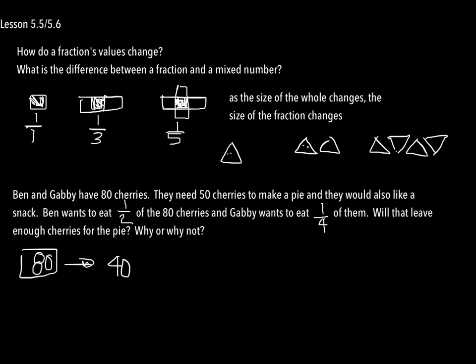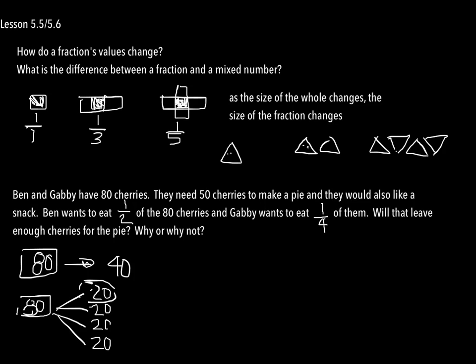And then Gabby wants to eat 1/4 of that. So again, we're going to take the 80 and we divide that by 4. Well, we're going to break it into 4 equal sections. 1, 2, 3, 4. Well, if I look at 8 and break that into 4 sections, 8 divided by 4 is going to be 2, 2, 2, 2. And we're just going to add the 0 because 20, 40, 60, 80. So Gabby wants to eat 20.